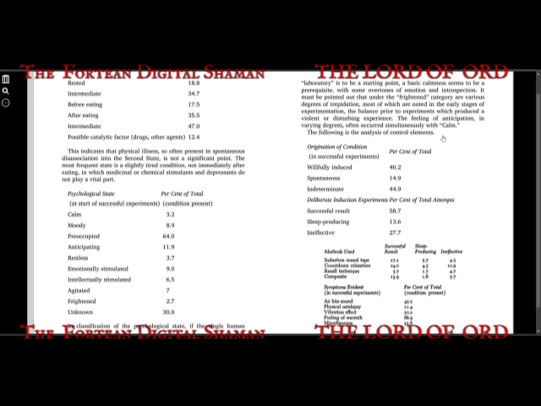Symptoms evident in successful experiments, percent of total condition represented. Air hiss sound 45%, physical catalepsy 11.4%, vibration effect 3.2%, feeling of warmth 66.9%, miscellaneous.